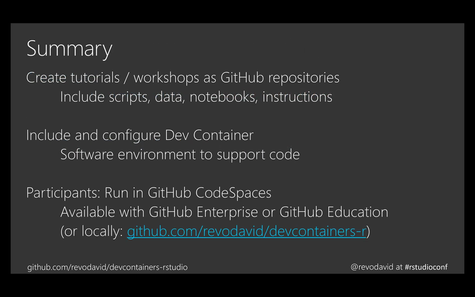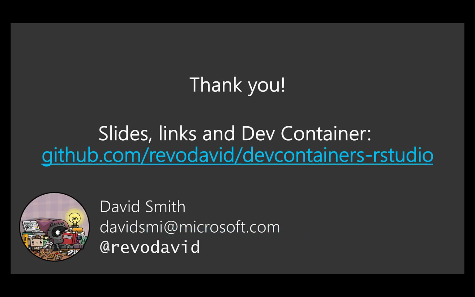So in summary, if you want to create an easy workshop using GitHub Codespaces, just simply create a GitHub repo as you normally would, include all of the scripts, data, notebooks, and instructions that you need, and then set it up as a dev container, which provides the software environment to support the code for your workshop. And then all that the participants need to do is run your workshop within GitHub Codespaces. Now, currently that's only available within GitHub Enterprise or GitHub Education, but if your participants don't yet have access to Codespaces, they can also run it on their local laptops using dev containers in Visual Studio Code, and there's information on how to do that in that link right there.